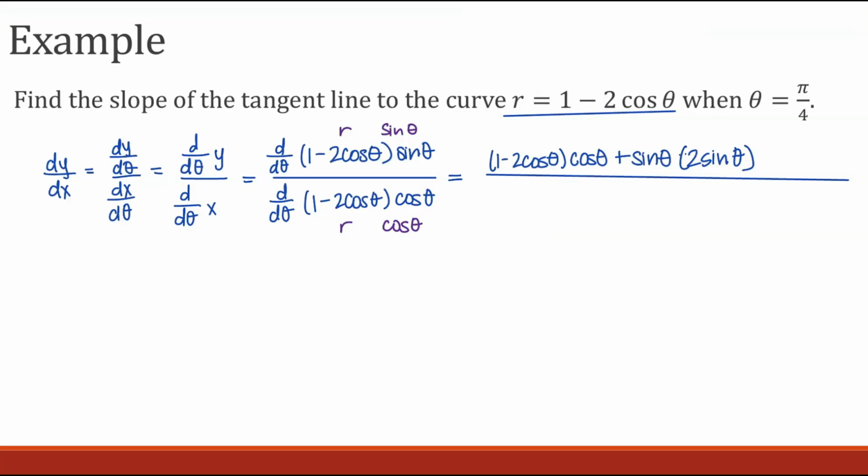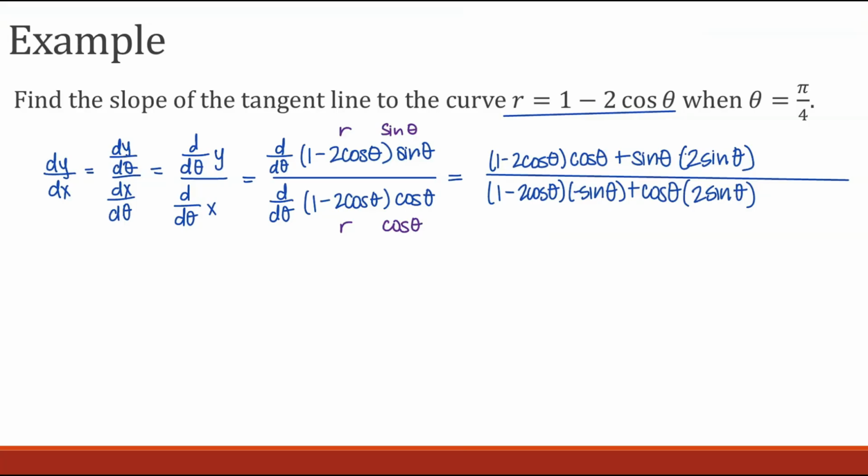In the denominator, another product rule. 1 minus 2 cosine theta, so the first function, the derivative of the second is negative sine theta, plus the second function, cosine theta, and the derivative of the first again is 2 sine theta.